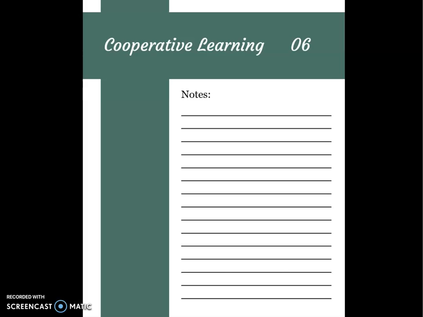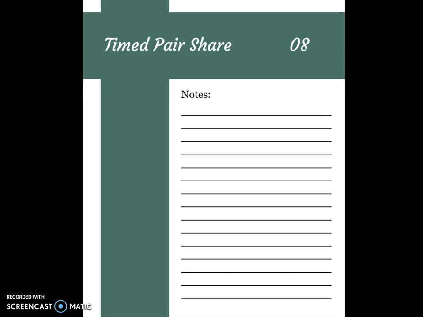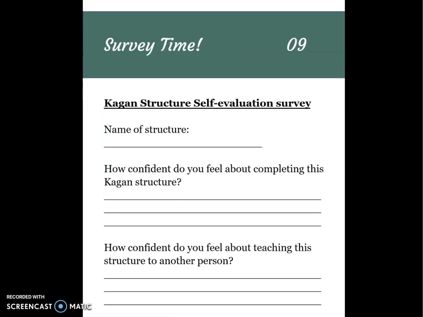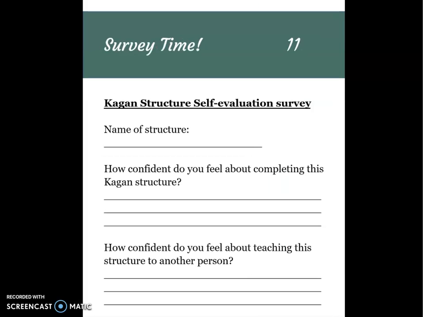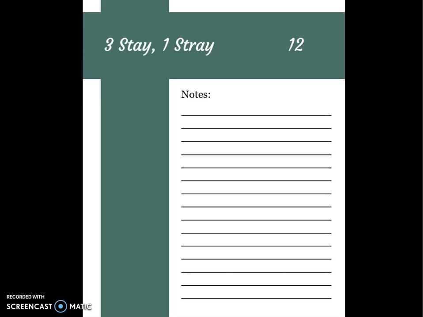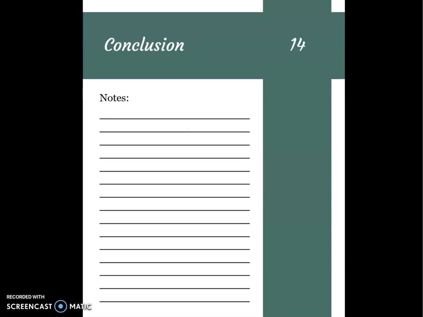I have notes for each topic that they will learn. Instead of putting all the dialogue in, I just left space for them to take notes. And then after the structure, they have the self-evaluation survey they will need to complete. They take notes on the structure, and then after they practice it, they take the survey again. And then the same thing for the third structure. They have a space for taking notes, and then they practice and complete the survey.